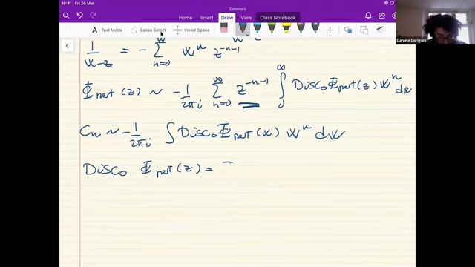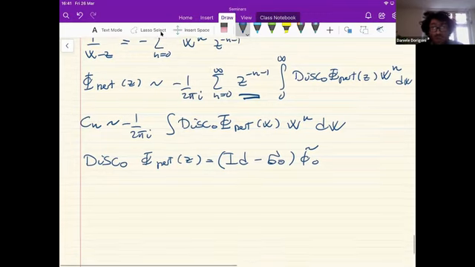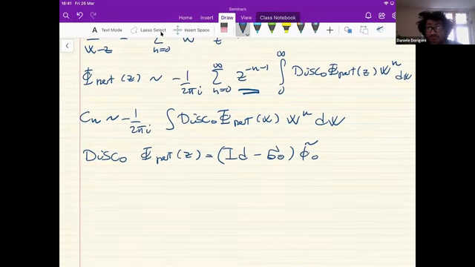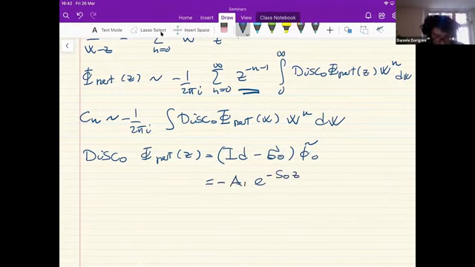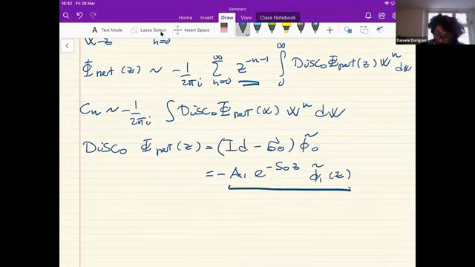You can write this one as the identity minus the Stokes automorphism in the 0 direction acting on phi 0 tilde. Which, for the easy example of the two-term transseries, takes the form minus a1 e to the minus s naught z times phi 1 tilde of z. In the case of the one parameter transseries, you're going to get an infinite number of terms, and they're all extremely interesting, but the key features will be enough, so let's just focus on this one term here.